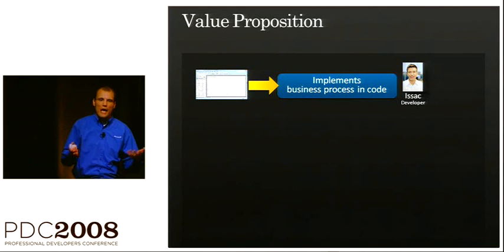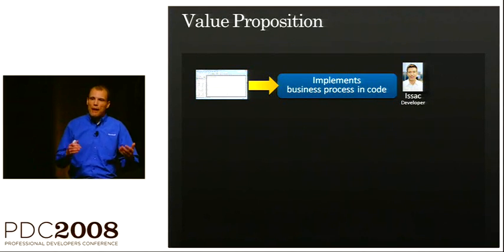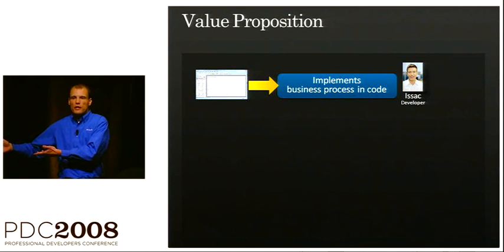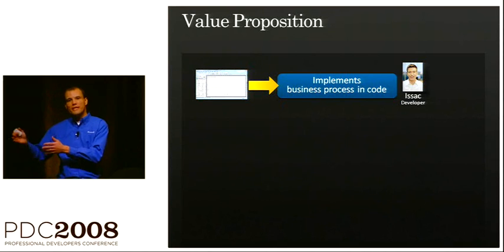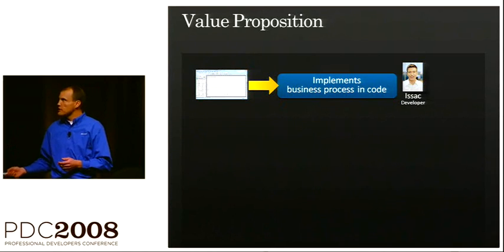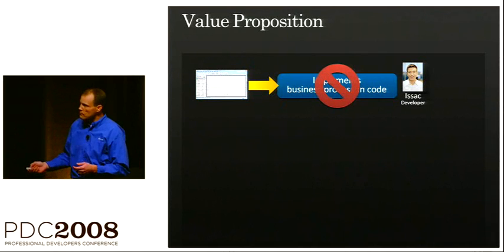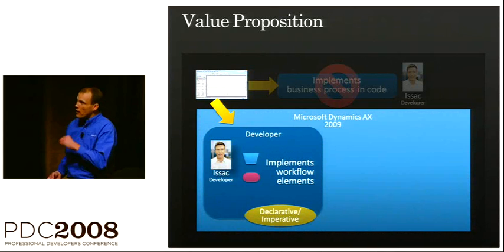And oftentimes what has happened in the past is that organizations adapt their business to meet what the software does. That is not an ideal world. The software should be adaptable to meet the needs of their business. So obviously this is not where we want to be. And with Dynamics AX, this is the model that we're moving towards.